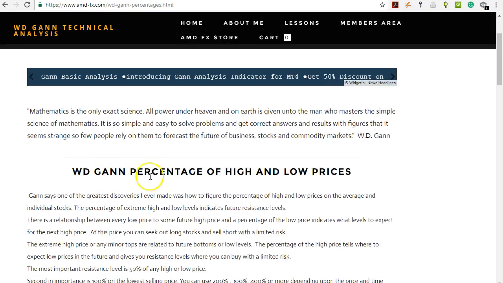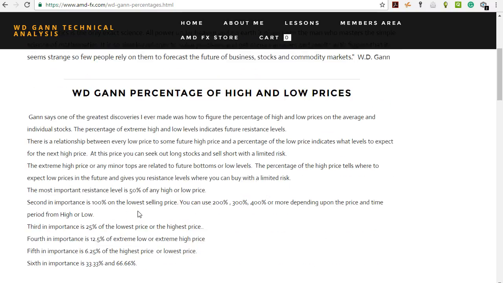When we are speaking about the percentage, we are speaking about the percentage of high and low prices. Of course, if it's coming from a major high or the historical high or low price, this is a very strong level that you should watch the price action around that level.